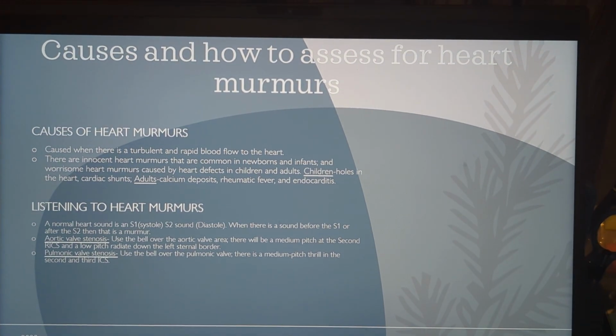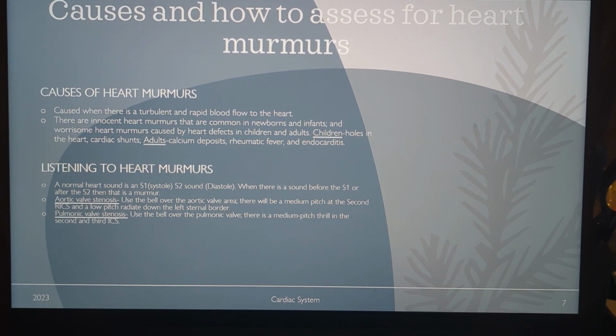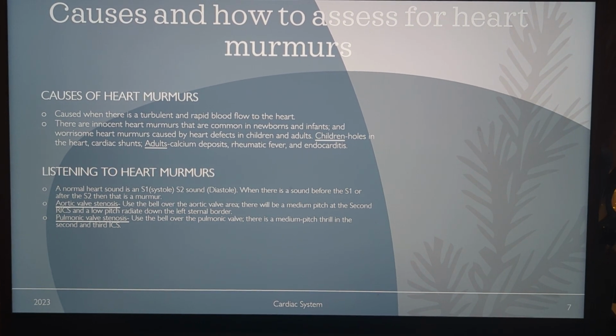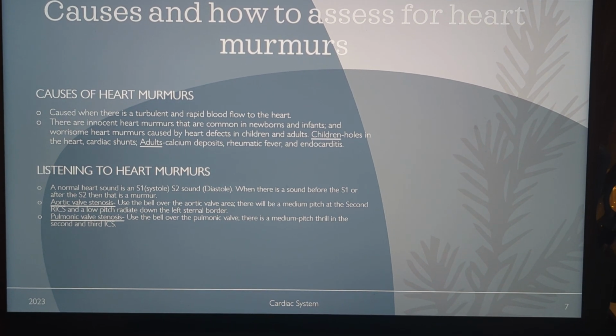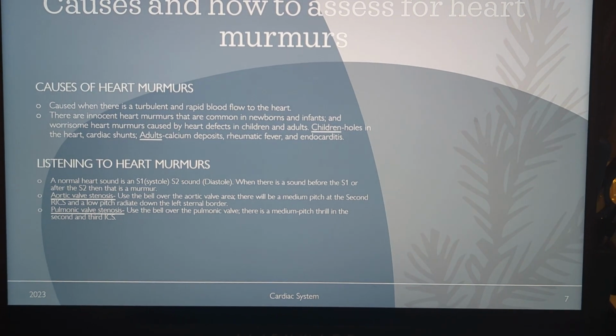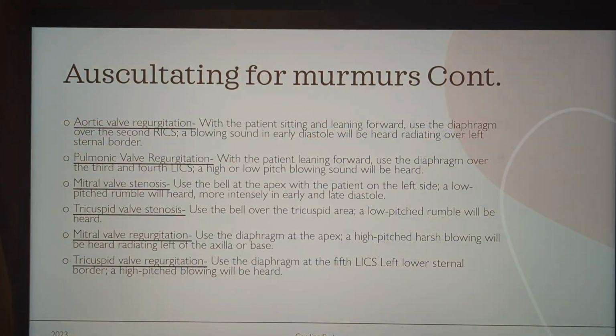Aortic valve stenosis. Use the bell over the aortic valve area. There will be a medium pitch at the second right intercostal space, and a low pitch radiates down the left sternal border. With pulmonic valve stenosis, use the bell over the pulmonic valve. There's a medium pitch thrill in the second and third intercostal space.